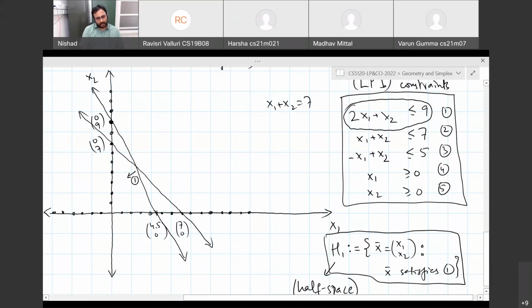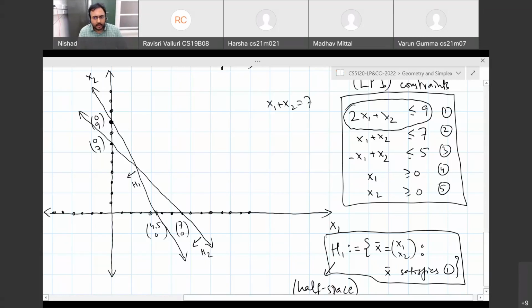Okay, great. So this is our second constraint, and the origin is on the left side, in the direction that this arrow is pointing. So our half space is this line and everything on the left side of this line, in the direction of the arrow that I've drawn. So that is our H2. Let me actually call them H1, H2. This is H1. This is H2.